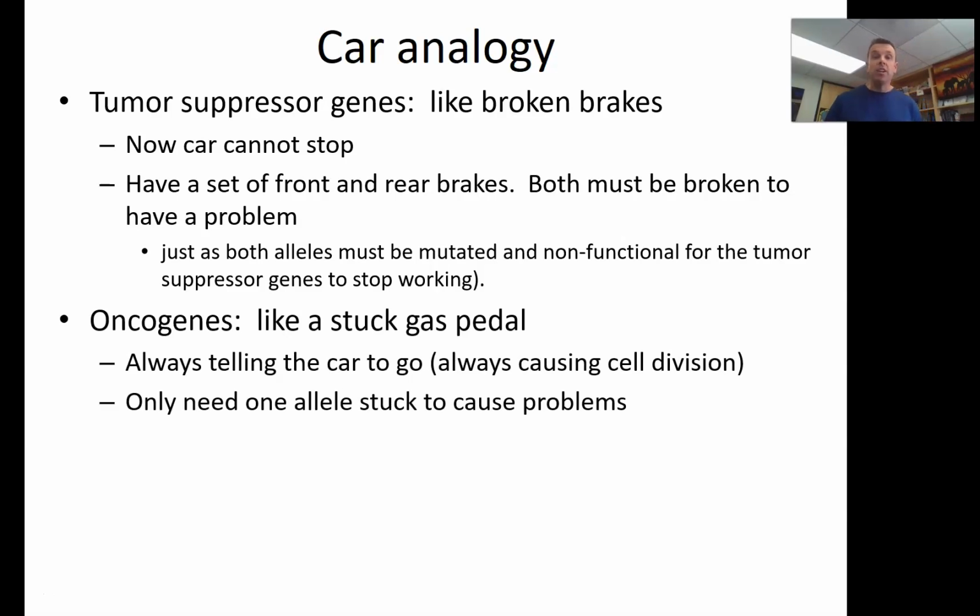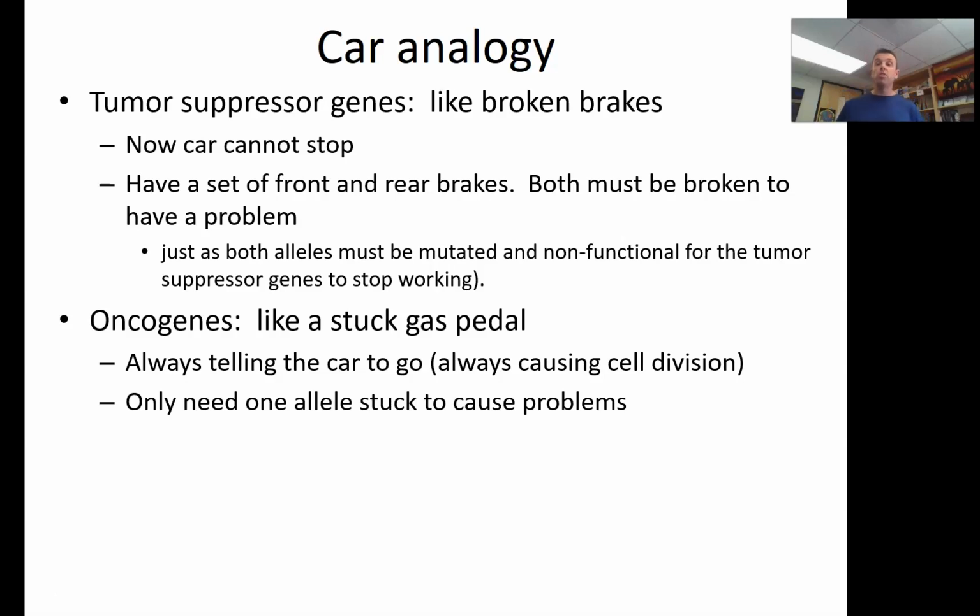The oncogenes, like I said, are like a stuck gas pedal. This is always telling the car to go, always causing cell division. And even though we have two alleles of proto-oncogenes, if one of them is mutated such that it's telling the cell to divide all the time, it doesn't matter that the other one's not telling the cell to divide. As long as one is telling the cell to divide, the cell is going to divide. Right? So this is like a stuck gas pedal. Even if you had a weird car where you had two gas pedals, as long as one is stuck, that car is being told to go forward.